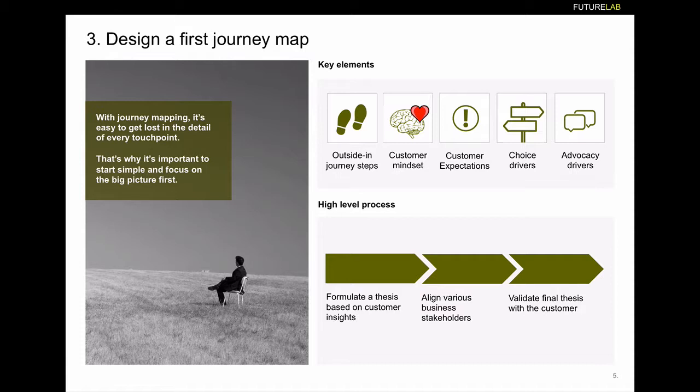And simplicity means designing a customer journey which has a number of components. The way it looks, that's up to the creative moment. Yes, we can have some templates, but generally the way it looks is not that important as long as the right elements are included. Element number 1 is the outside-in journey steps. In other words, the steps the customer sees in the customer journey from his or her own perspective.